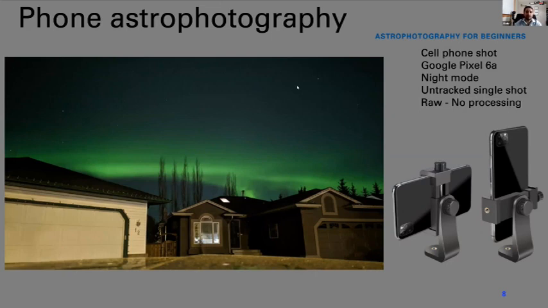And this picture over here, which in reality looks sharper than how it looks on the Zoom screen right now to me, was taken handheld from my driveway, which is a Bortle 6 to 7 location, using a Google Pixel 6a. This was a single shot using night mode on my phone. And of course, it is untracked. And this is completely straight out of the phone, just a JPEG as the phone took it, with no additional processing on the phone or on the computer or anything like that.